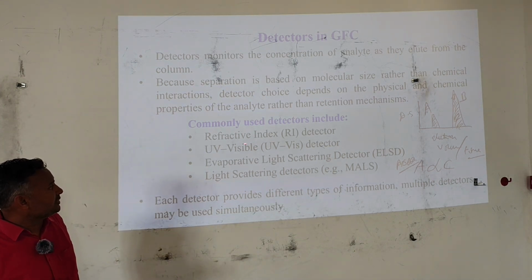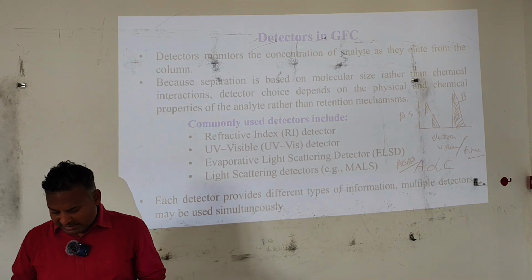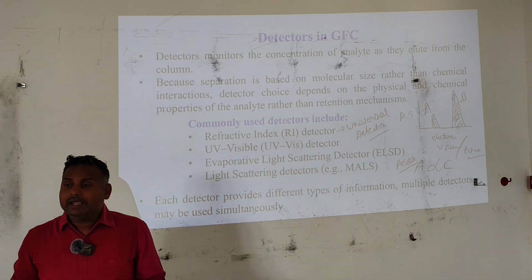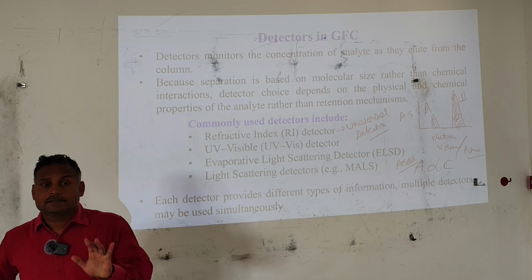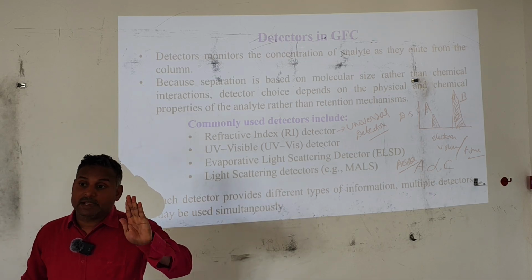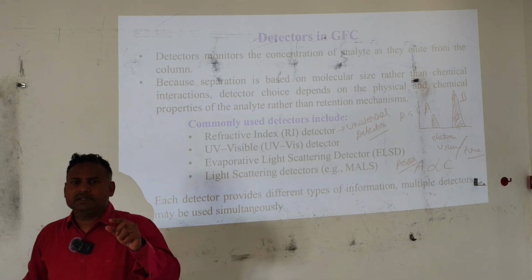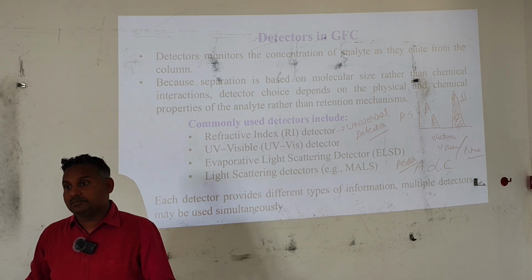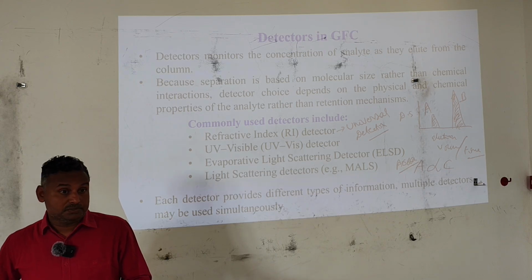Commonly used detectors include refractive index detector, which we usually say RI. RI detector is also called a universal detector. Universal. Why? This refractive index can identify and detect any kind of mixture, because every compound is having a particular refractive index, and this refractive index is also different for different compounds.